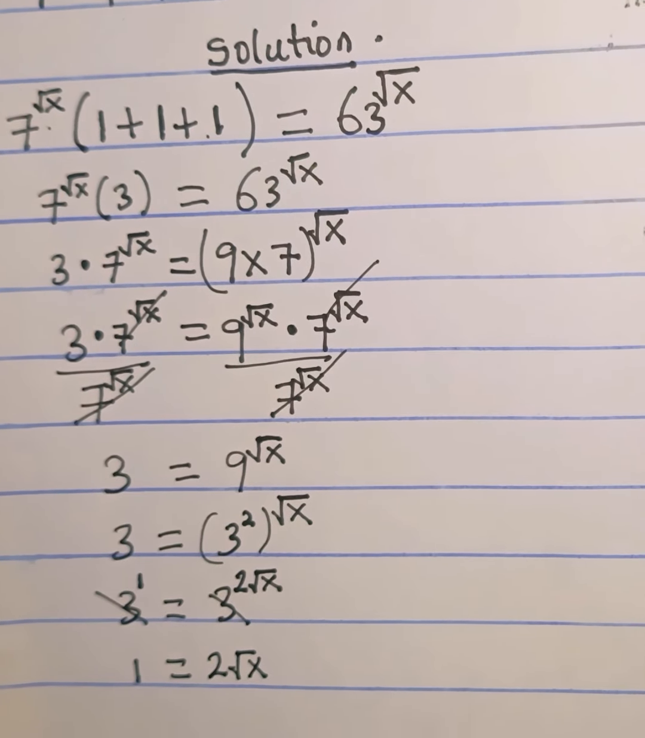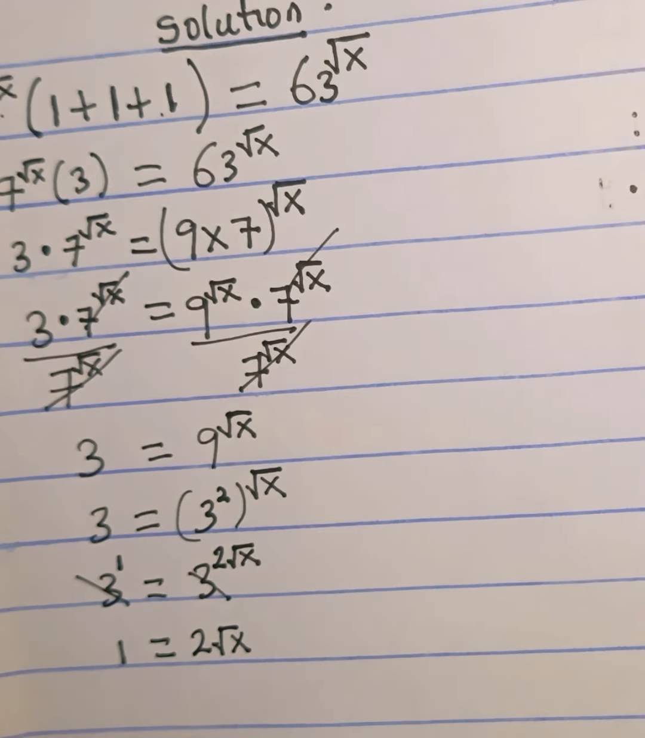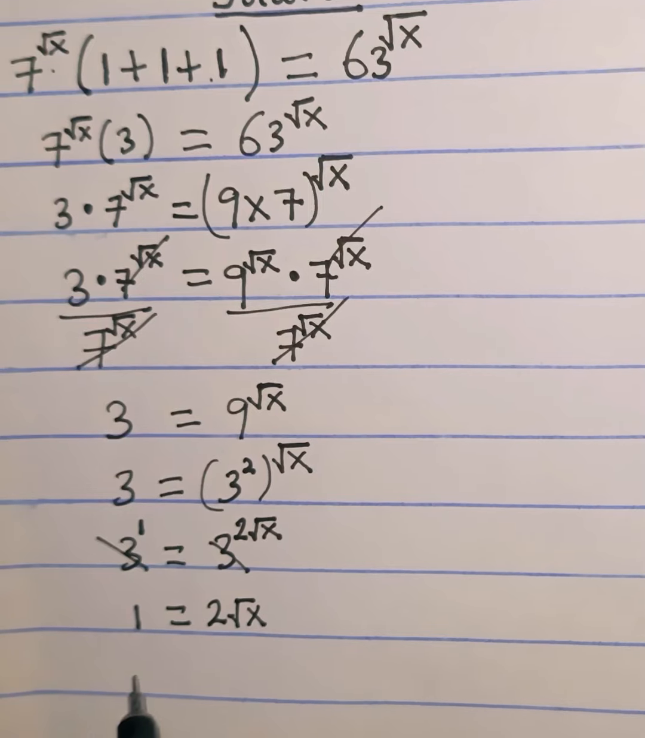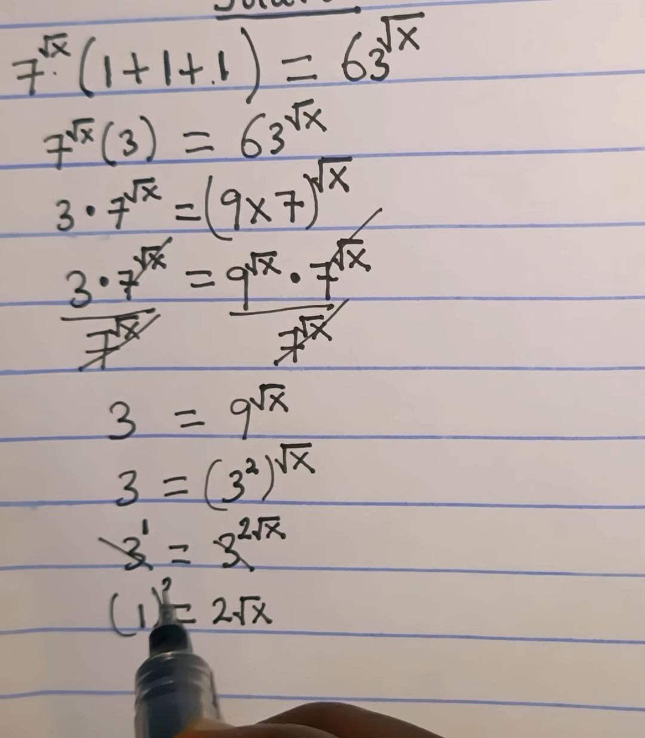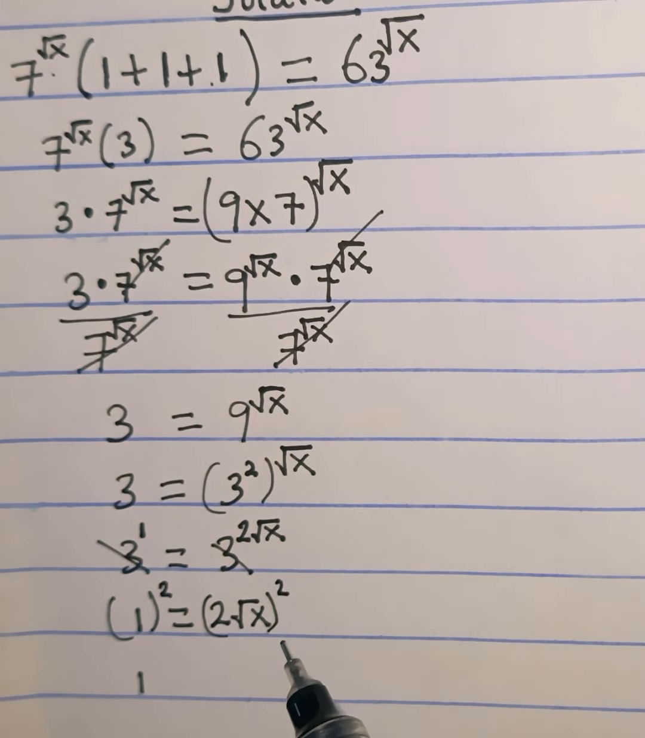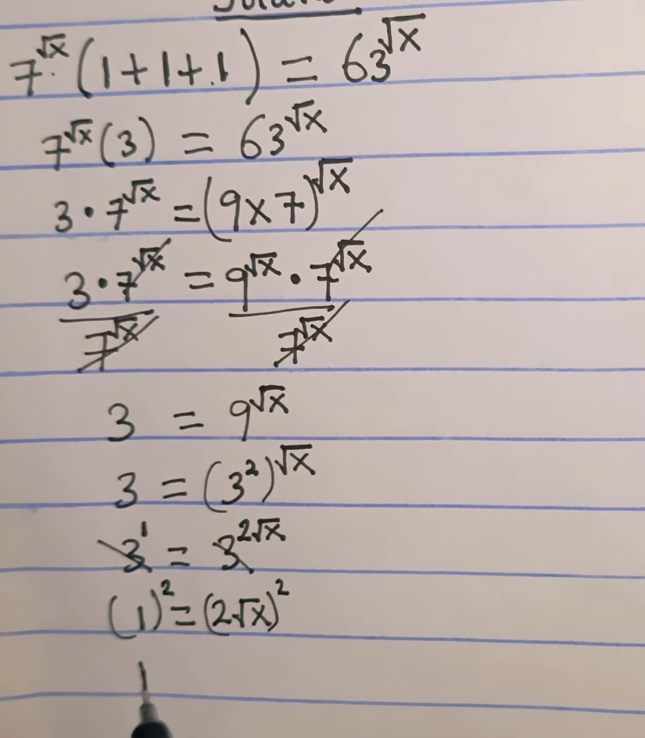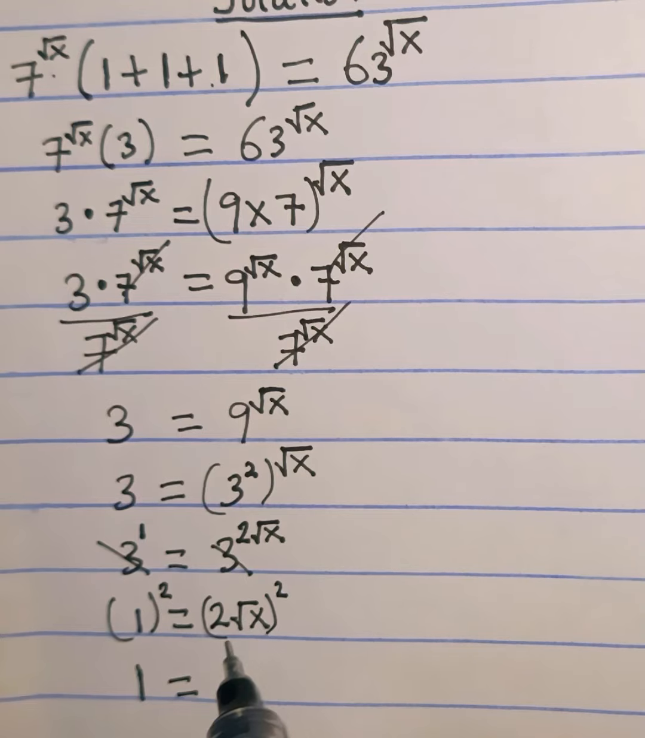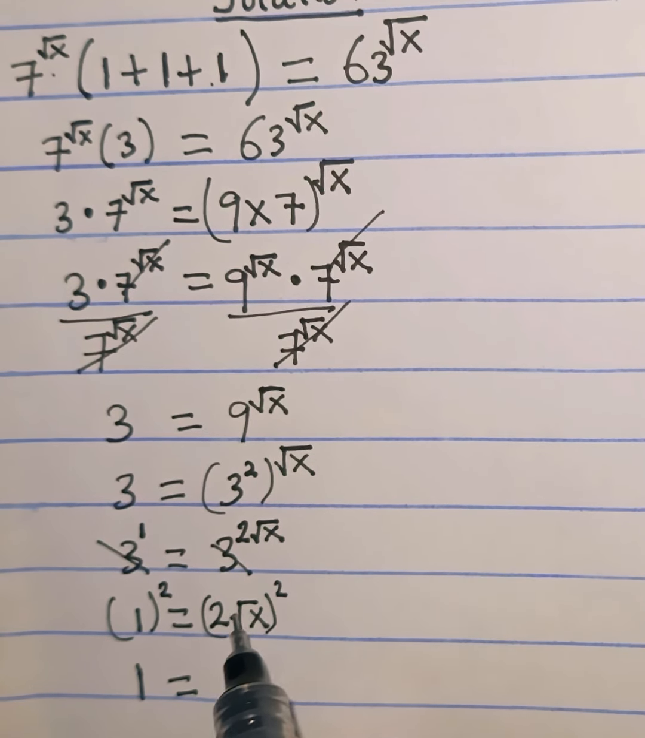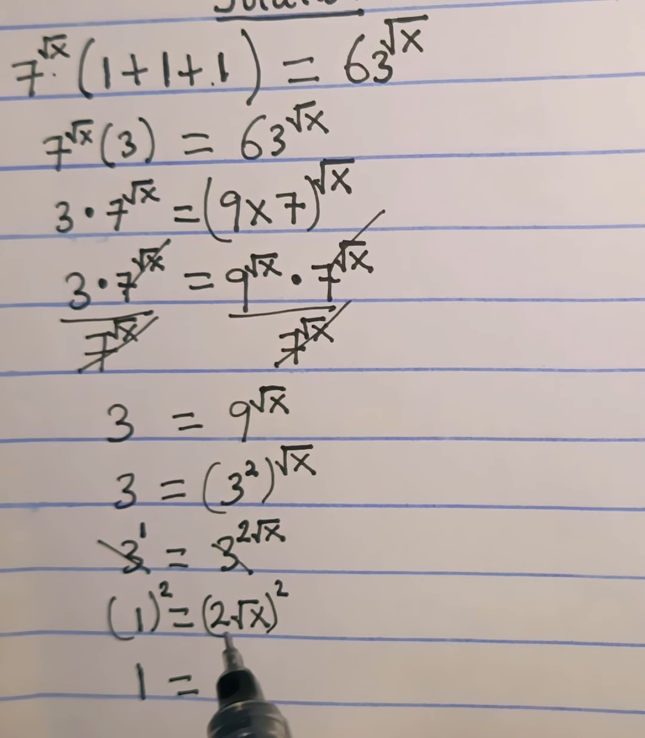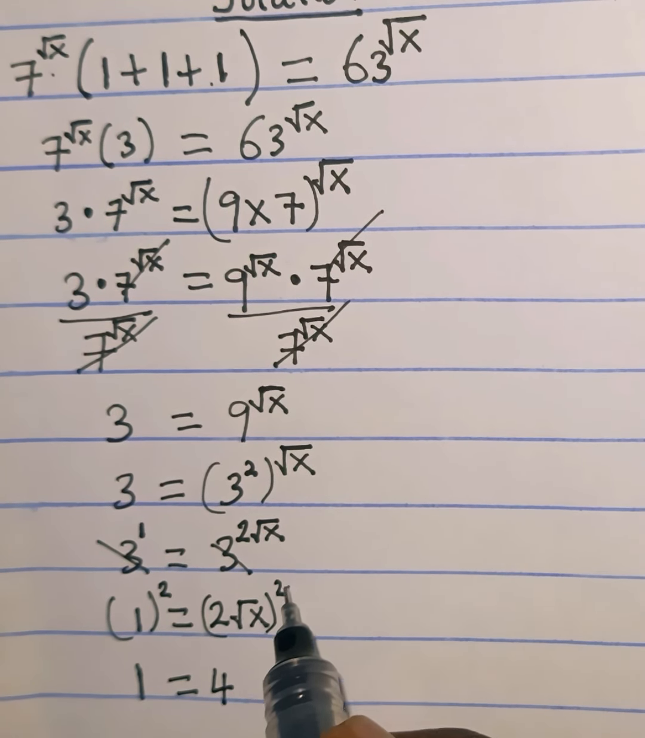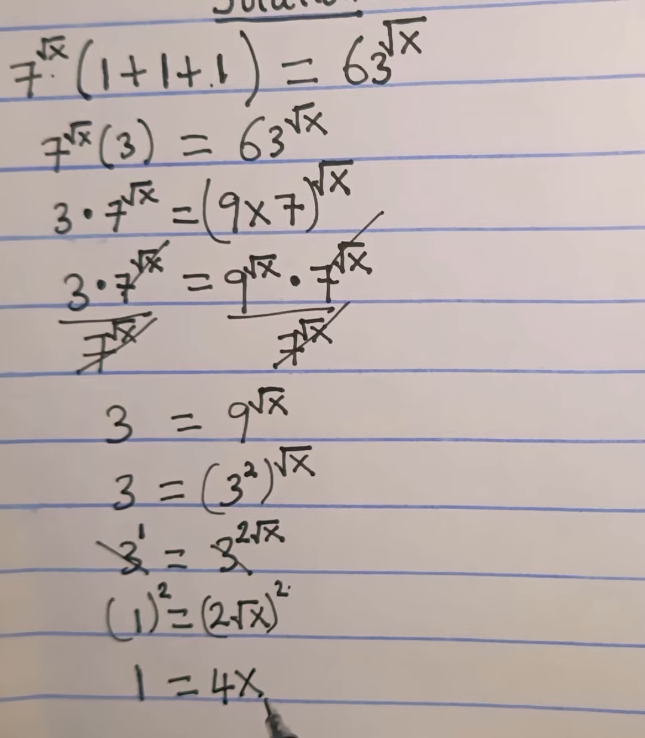So the next thing we're going to do, remember we are looking for the value of x, and here we still have 2 square root of x. So we are going to square both sides of this equation in order to eliminate the square root. So 1 squared will become 1, which is equal to 2 multiplied by square root of x, all squared. This is multiplication, so the square is going to affect both 2 and square root of x. So 2 squared is going to give us 4. Then square root of x squared, the square will cancel the square root, and it will remain only x.